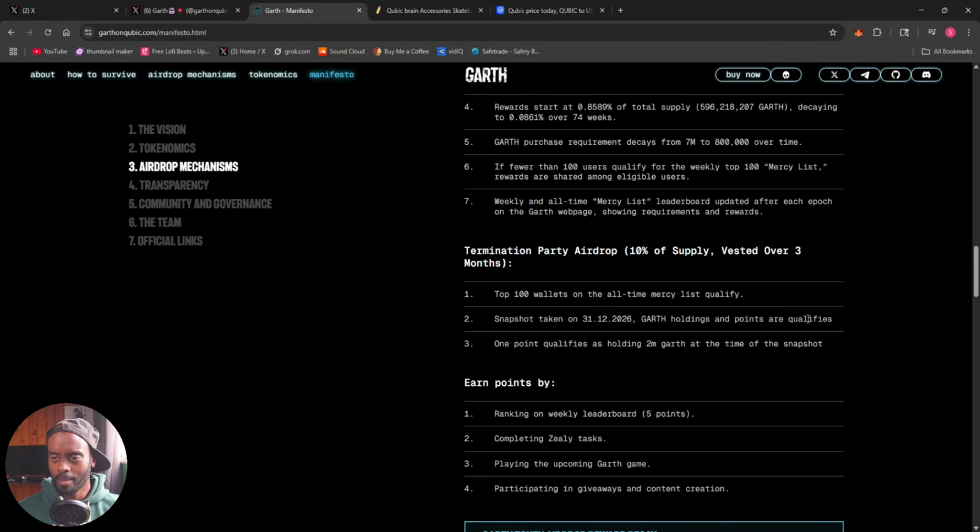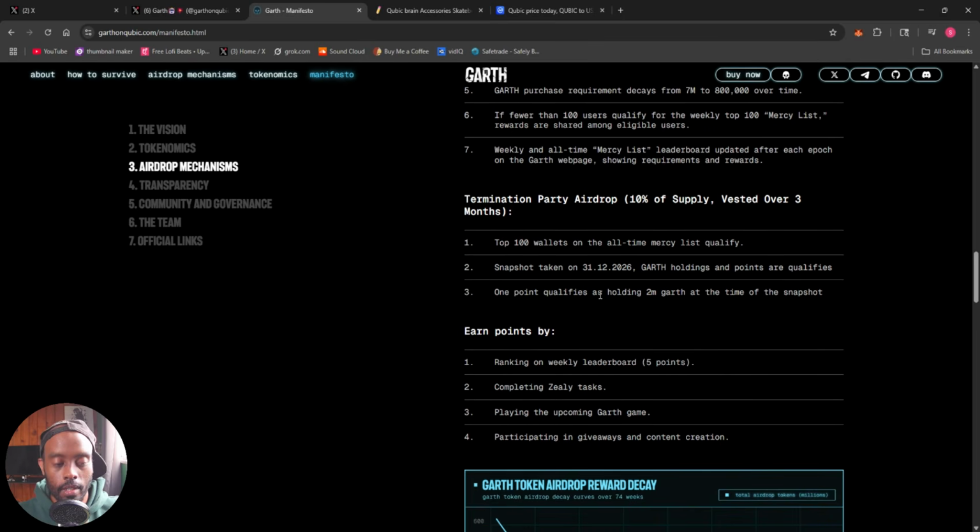Am I reading that right? Let me read that again. Snapshot taken on December 31st, 2026. Garth holdings and points are qualifiers. Yeah, this is written weird. I thought I was having a stroke. 1 point qualifies as holding 2 million Garth at the time of the snapshot. Alright, that's dope. So they're incentivizing holding more Garth, which is awesome.